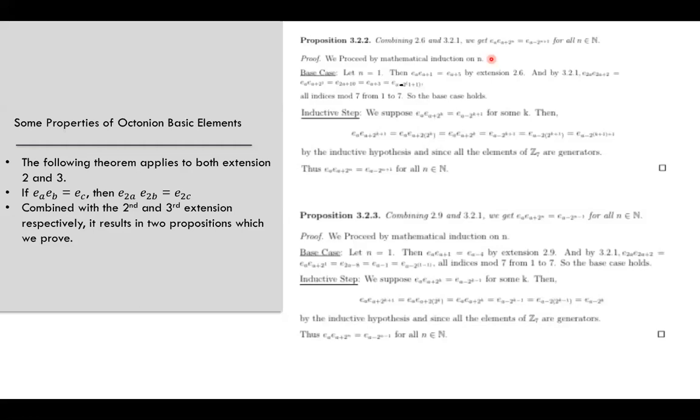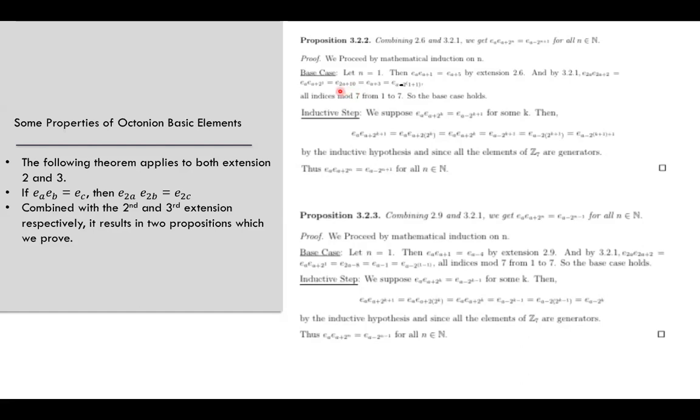So for the base case, we start with the definition of the second extension, and we use this theorem right here that doubles the subscripts and the basic units, but preserves the equation. So we get E sub A plus 1 to become E sub 2A plus 2, and E sub A plus 5 becomes E sub 2A plus 10.